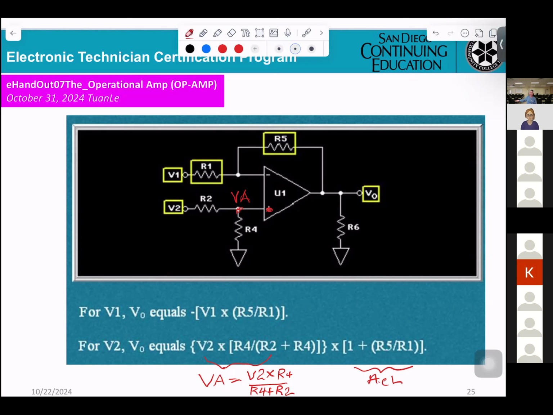You get that? Remember, when you want to calculate the voltage applied to the positive, make sure it is connected directly to the positive, not V2. That's why you have to use a voltage divider to calculate the voltage right here.